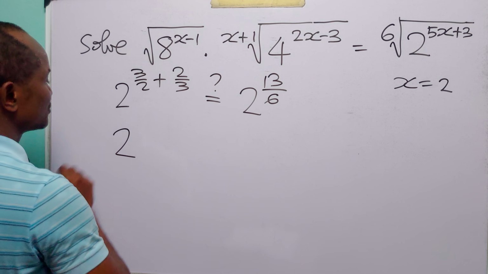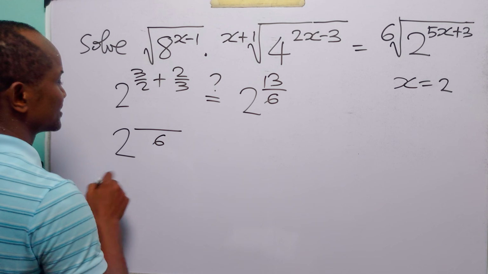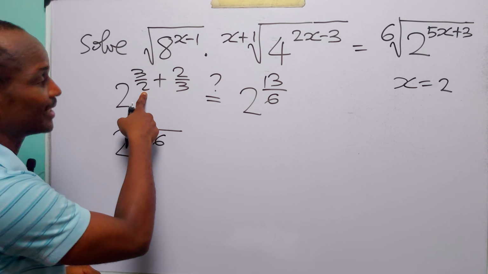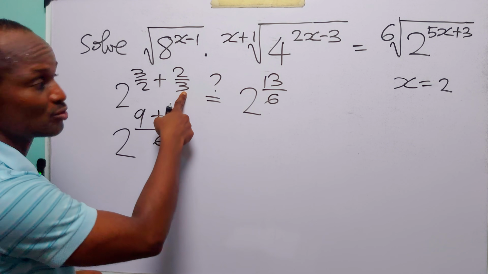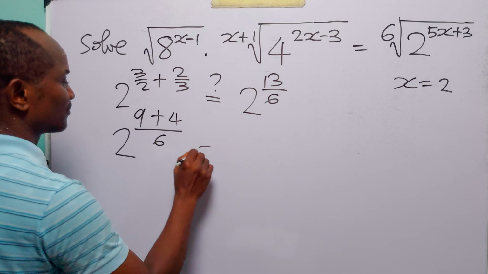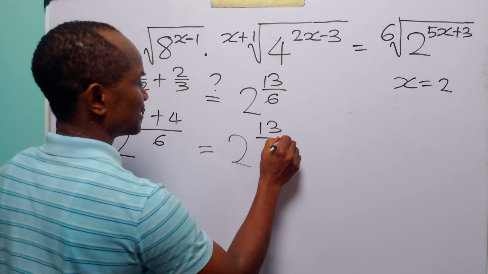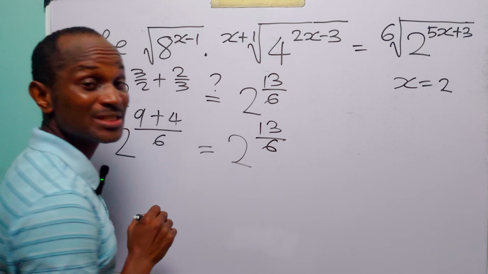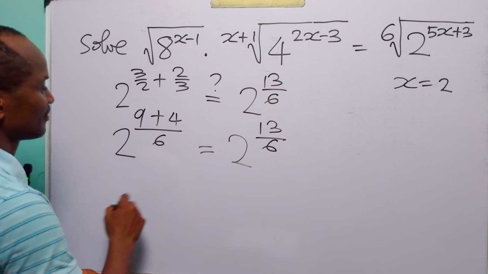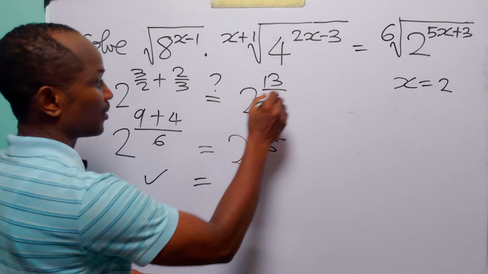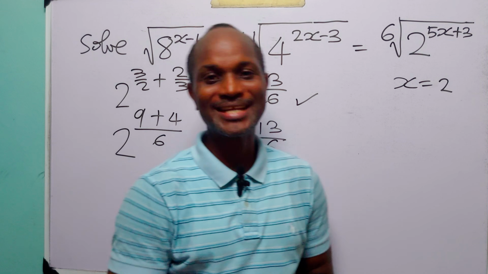Now here we have 2 to the power. The LCM of 2 and 3 is 6. 6 divided by 2 is 3. 3 times 3 is 9. 6 divided by 3 is 2. 2 times 2 is 4. So this is 2 to the power 9 plus 4 is 13. And of course, we have the denominator, which is 6. And of course, you can see that when x is equal to 2, the left-hand side is equal to the right-hand side. And with that, we come to the end of this tutorial.